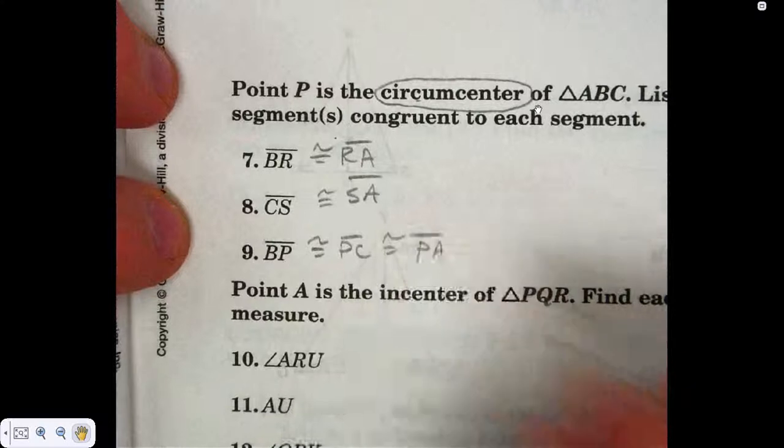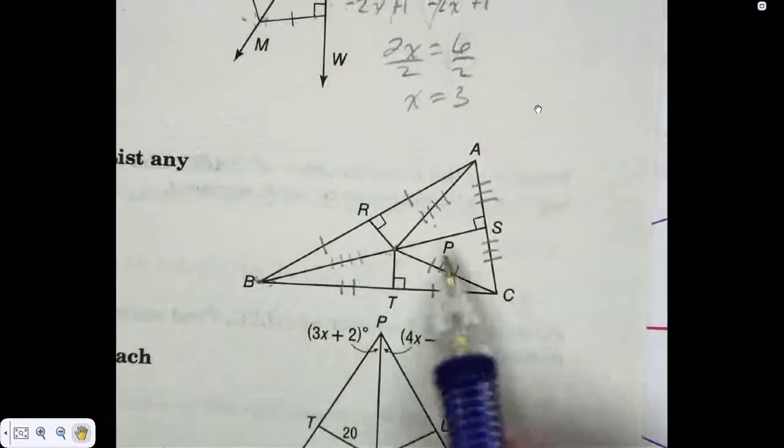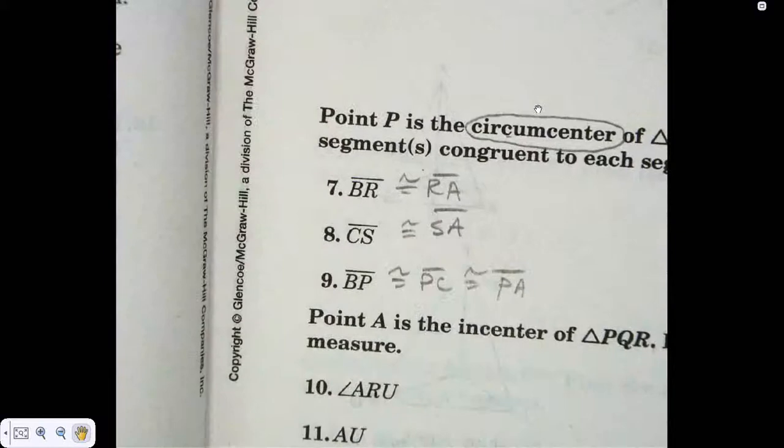All I had to do is look at the marks, didn't I? So in a way, I marked everything already, didn't I? By just, this is a circumcenter. If you know all that, then you should be able to answer every one of those questions. Correct?